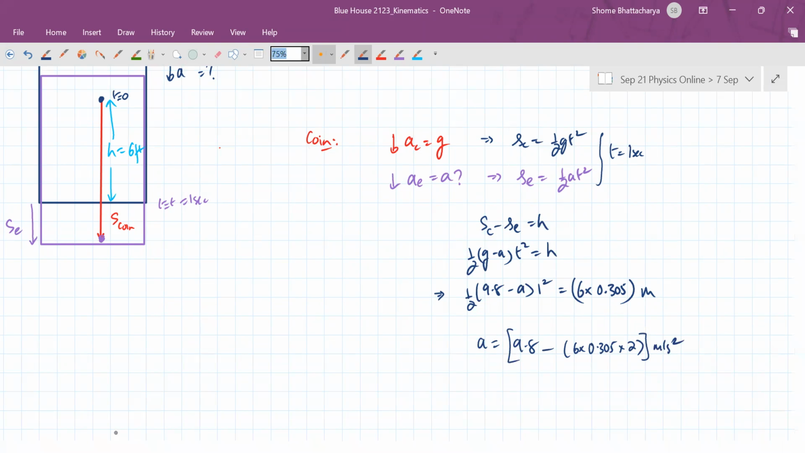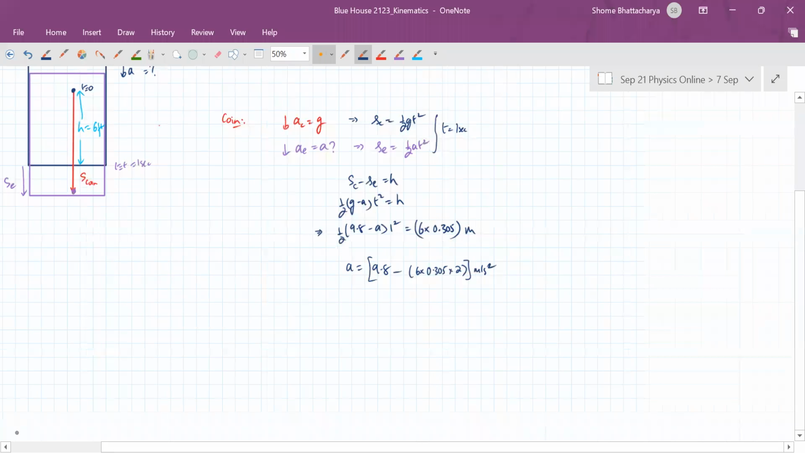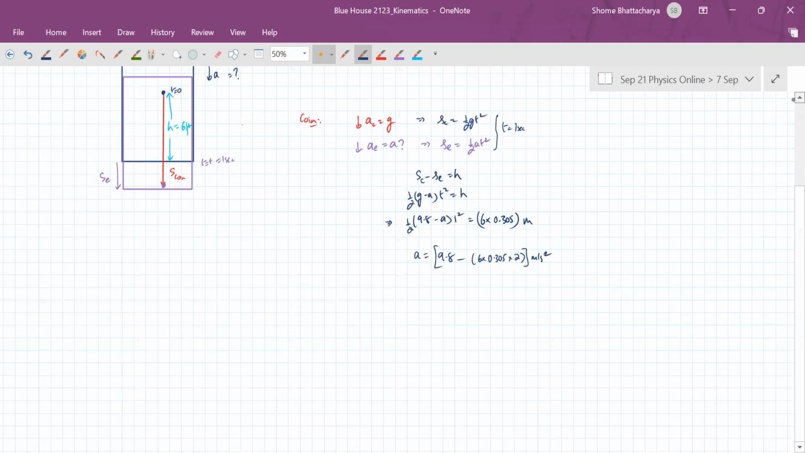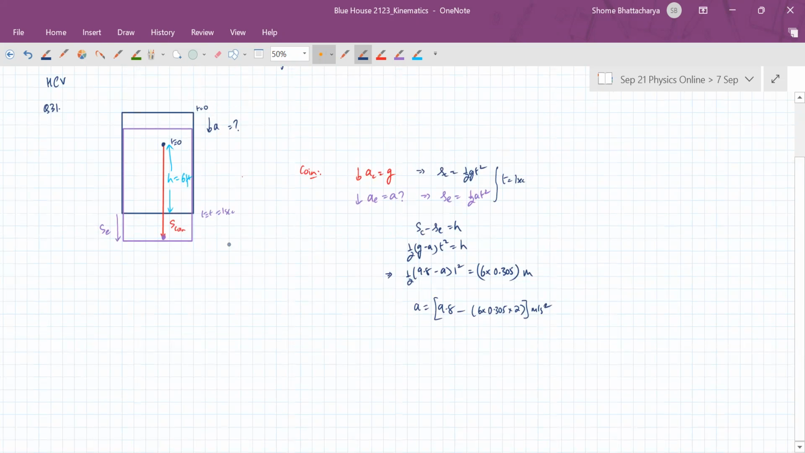Okay, so this question is clear. Now later we will understand this question by using another method called relative motion. But right now, solving it by this method, you can see that the coin goes down with an acceleration of g, and during that same time the elevator is descending with an acceleration of a. While the coin is released from 6 feet above the floor, the floor of the elevator would have displaced downwards. So actually the coin has a displacement of more than 6 feet, such that the displacement of the coin minus the displacement of the elevator's floor is equal to the height h from which it was dropped.